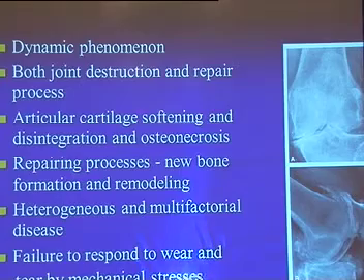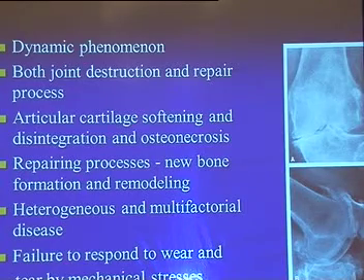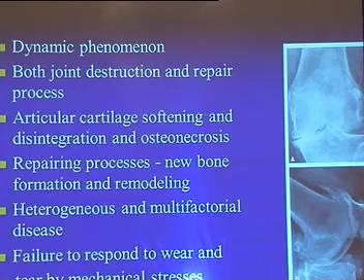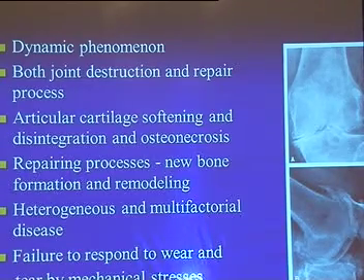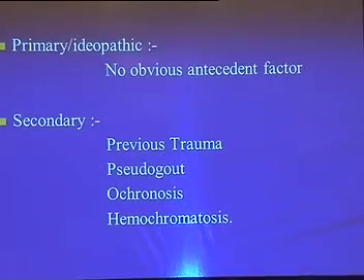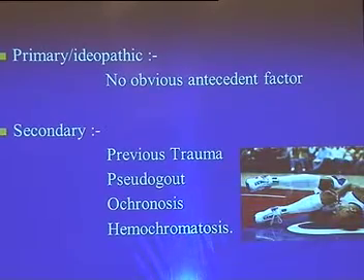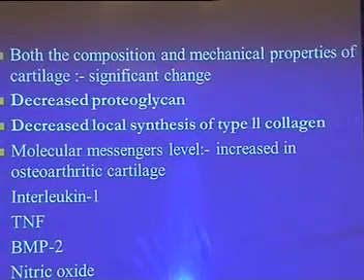It is a dynamic phenomenon, with both joint destruction and repair processes. In destruction, there is articular cartilage softening and disintegration and osteonecrosis. Repairing processes include new bone formation and remodeling. It is a heterogeneous and multifactorial disease, a failure to respond to wear and tear by mechanical stress. It is primary or secondary, mainly due to trauma, pseudogout, ochronosis, hemochromatosis.